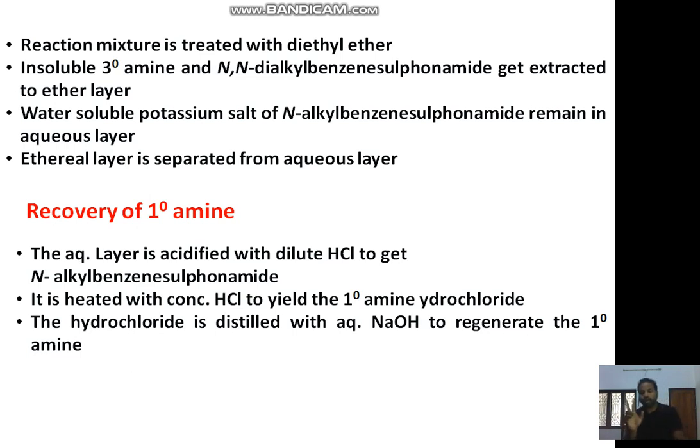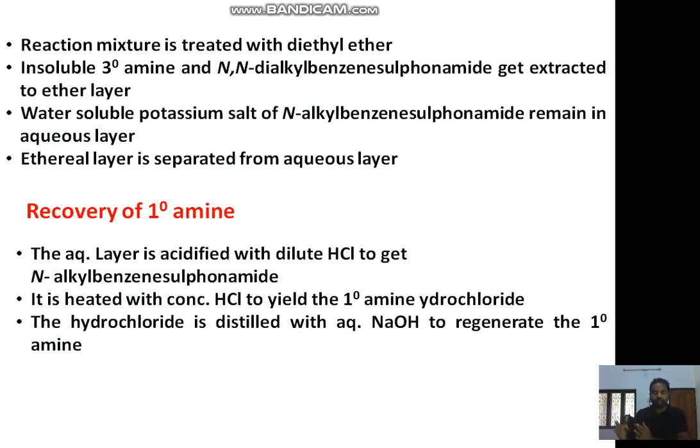Both were insoluble in water. So those 2 components will come to the ether layer, and the water soluble potassium salt that was formed from the primary amine will remain in the aqueous layer. And this ether layer is separated from the aqueous layer. Now in the separating funnel we have 2 layers. One is the ether layer and one is the aqueous layer. In the ether layer we have tertiary amine and N,N-dialkyl benzene sulfonamide, and in the aqueous layer we have the potassium salt of N-alkyl benzene sulfonamide.